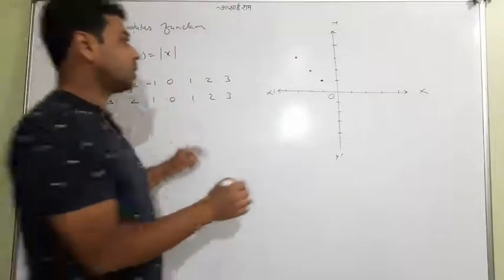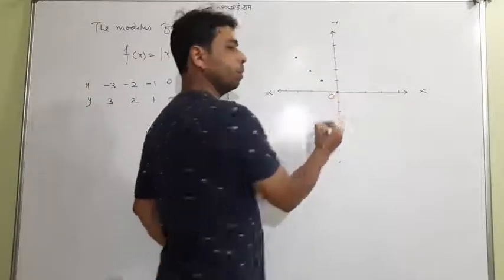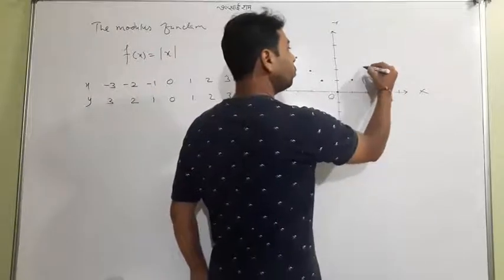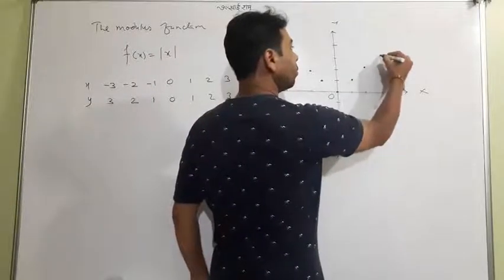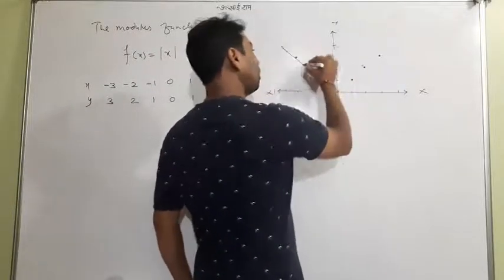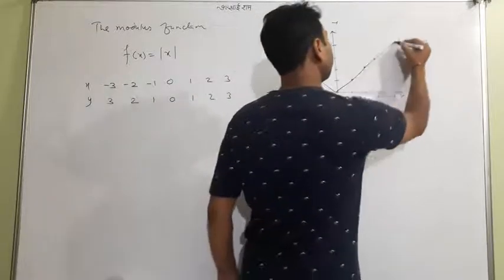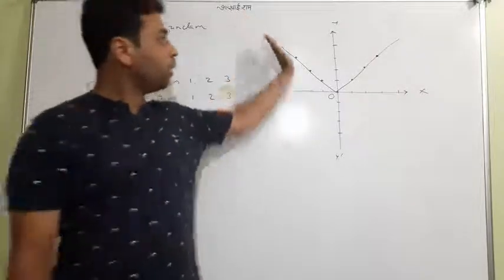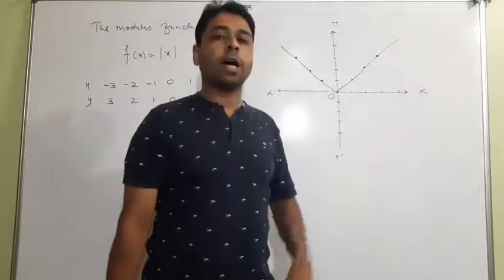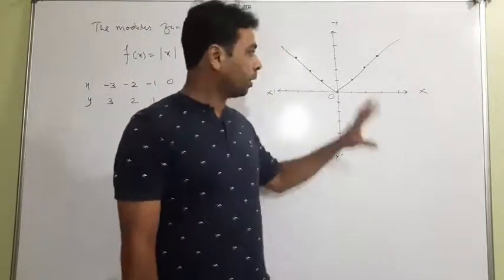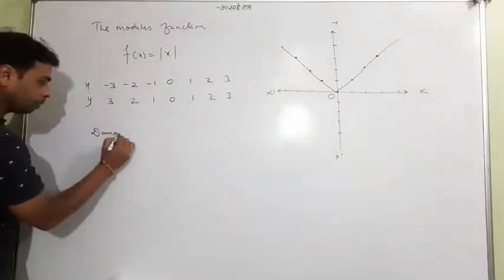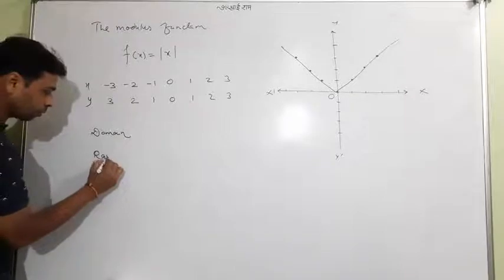0, 0 is definitely this point. 1, 1 is here. 2, 2 is here. And 3, 3 is here. When you make the graph with a line, you will see that this is a V-shaped graph, the graph of the modulus function. This is enough. Now we'll study two things, domain and range.